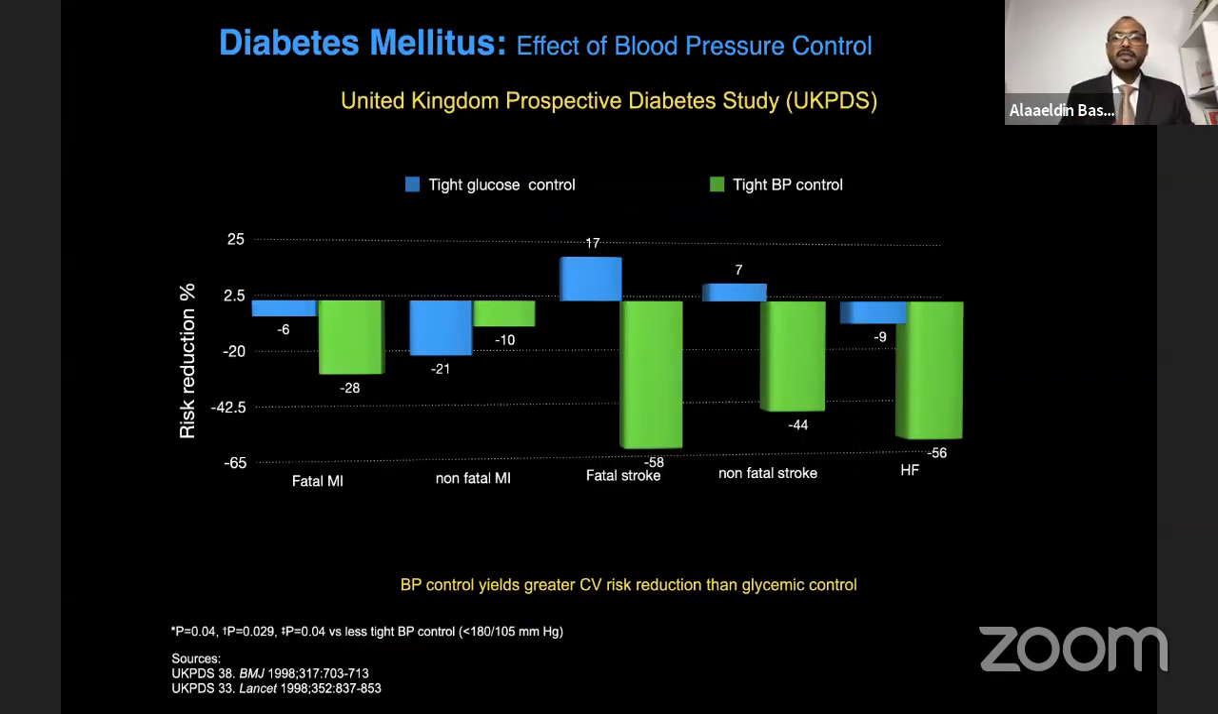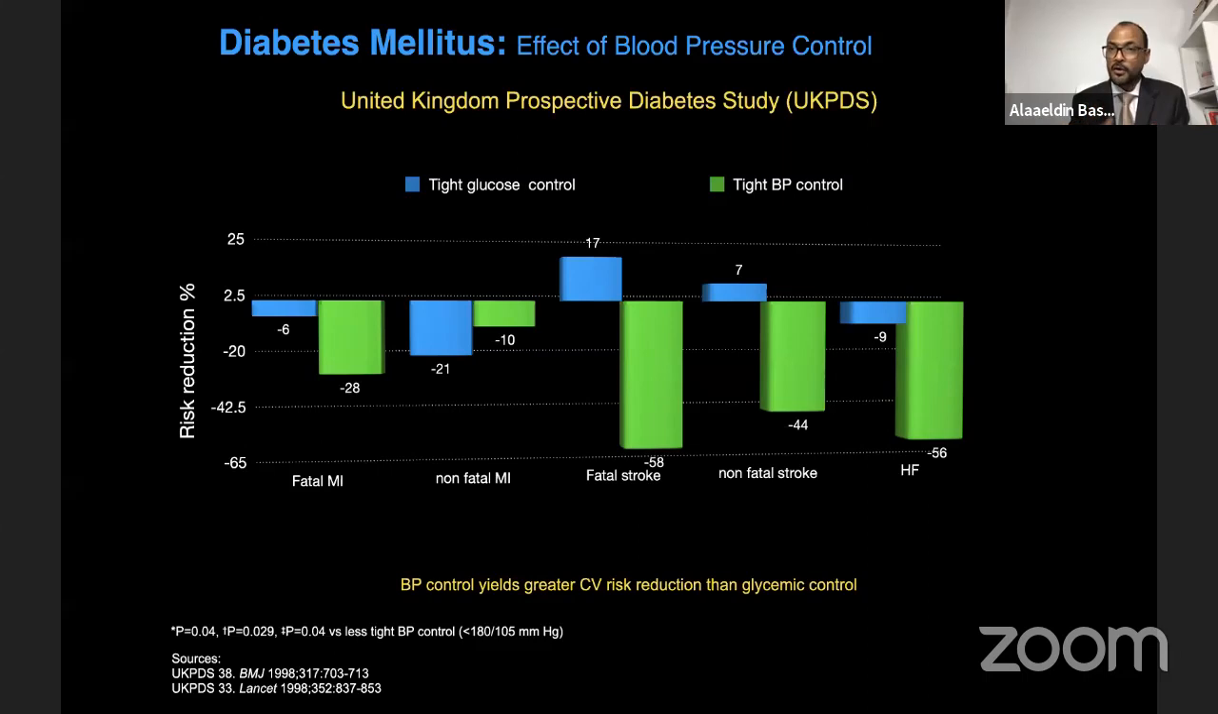And if we look at the UKPDS trial, this summarized the whole thing together, diabetes and tight blood pressure control. And it showed that if you have tightly controlled glucose and tightly controlled blood pressure, you reduce fatal MI by 6% if you tightly control blood glucose, and 28% if you control the blood pressure. And the same for non-fatal myocardial infarction.